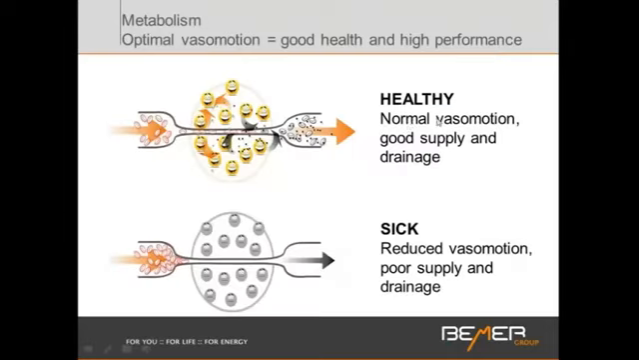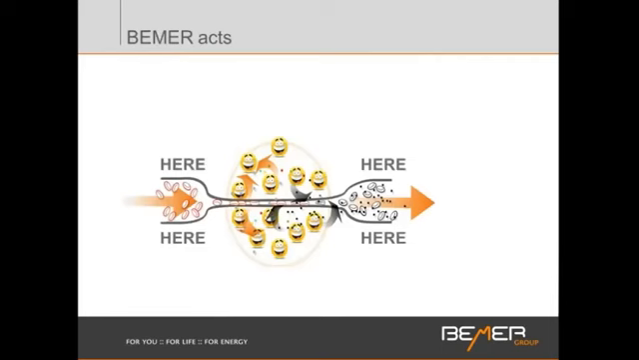So when you're healthy, you have a good normal vasomotion, you will have good supply and good drainage. That is necessary for all cells. When you're sick, it is reduced vasomotion, it leads to poor supply and poor drainage. And that is detrimental to any state of health in any tissue of your body.